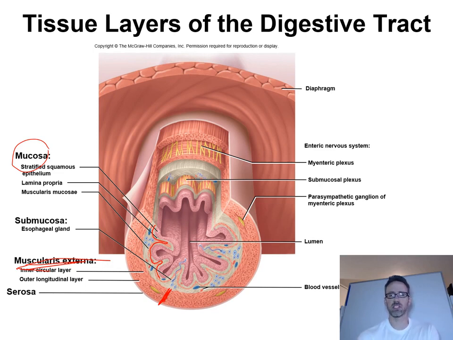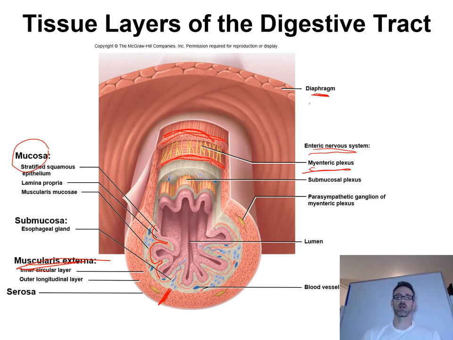A couple things to note on this cartoon: we have the diaphragm here, so we're looking at the esophagus right around the level of the diaphragm. We're going to talk more about the enteric nervous system in the upcoming slides, but if we look at the muscularis externa, you see the outer longitudinal layer here and the inner circular layer here, and in between those two layers you can see what we refer to as the myenteric plexus.